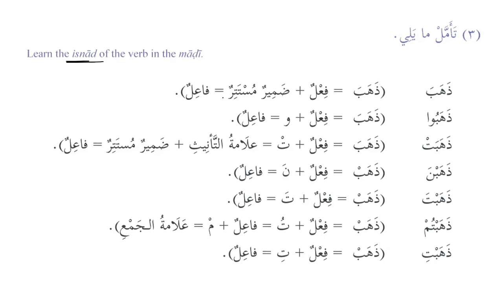Now we will see basically what it means when we talk about every verb having a doer. So what does that mean? Where is the doer? As we have learned, we start the past tense from the third person singular, which is dhahaba. Dal, ha, ba. These are the root letters. So when we say dhahaba, dhahaba is fi'lun, it's a verb, and damirun mustatirun is fa'ilun, the doer. So what does that mean? That there is damirun mustatirun. Mustatirun means hidden. So that means there is a hidden damir inside it, which is the doer.